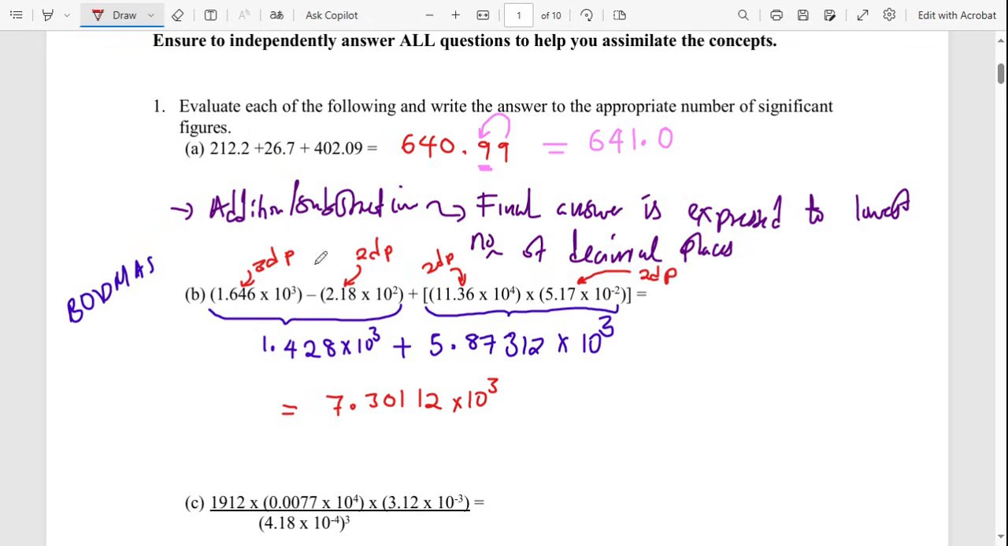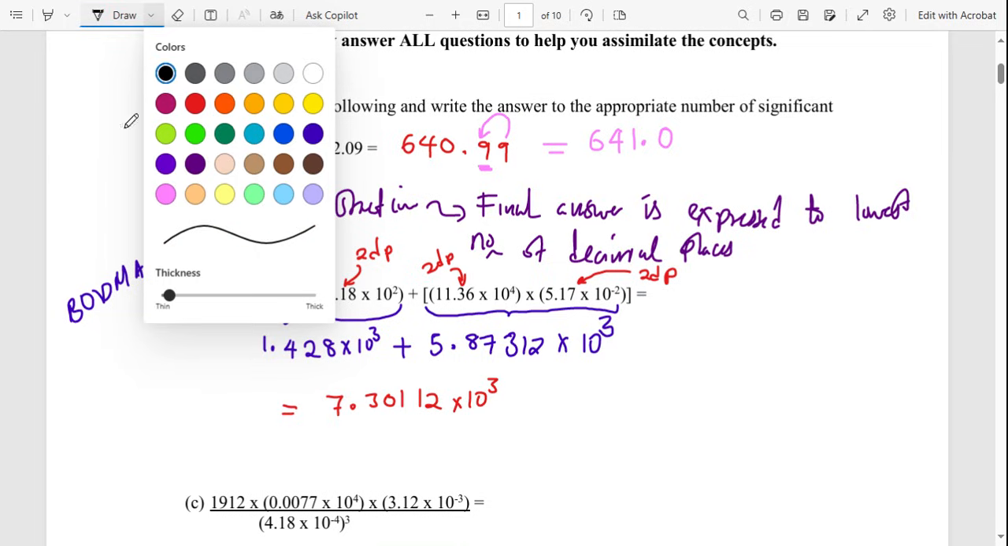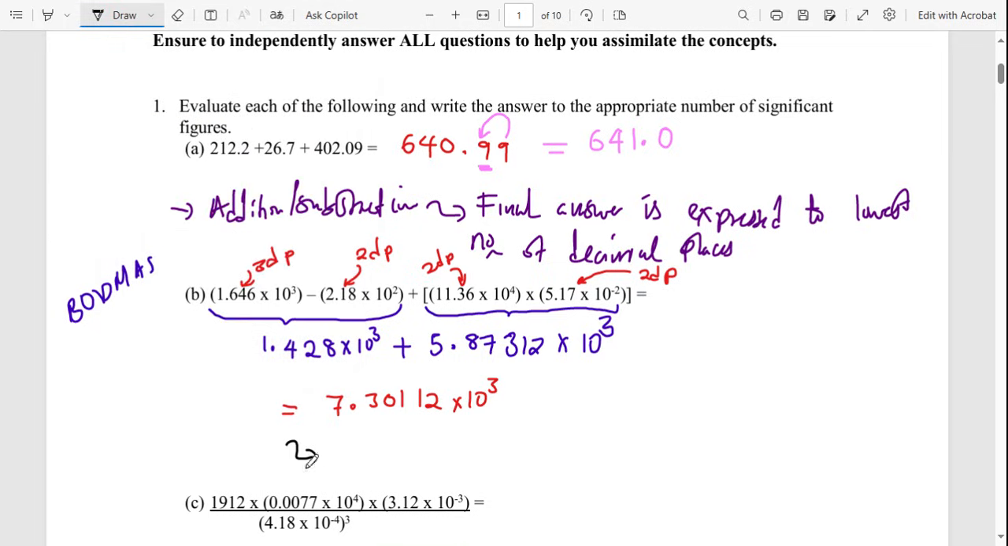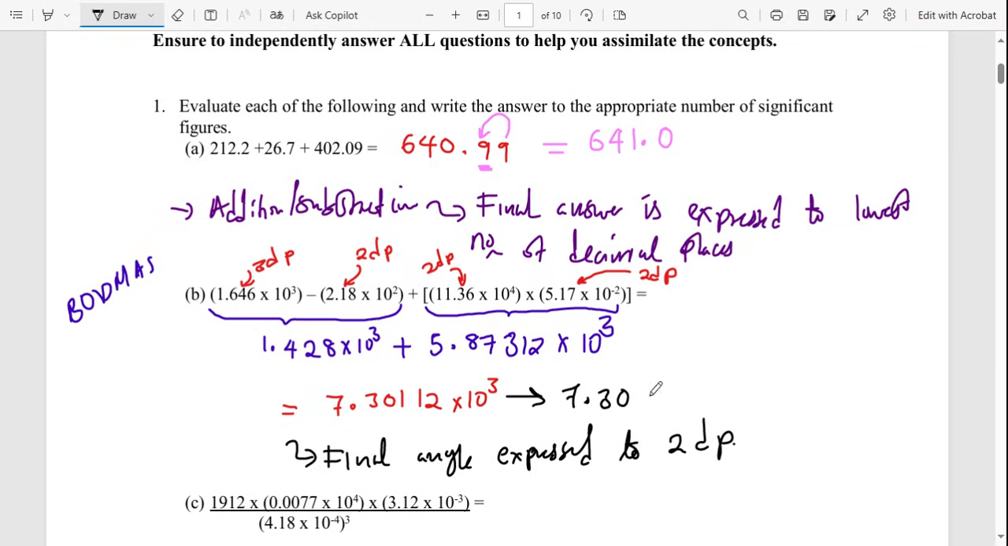So the final answer, anyone to tell me what should be the final answer? How many decimal places should it have? Because this was addition. Anyone? Very good. Okay, so the final answer is expressed to 2 decimal places. So that means this one is going to give you 7.30 times 10 to the power 3, and that's the final answer. That's how you work it out.